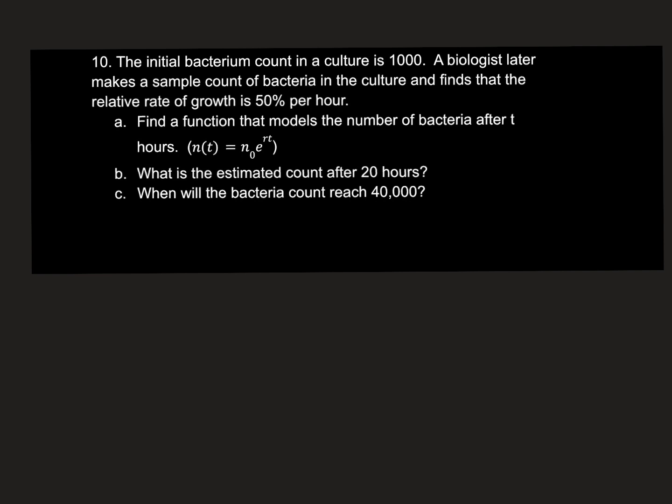Number 10, another similar kind of problem. The initial bacterium count in the culture is 1,000. A biologist later makes a sample count of bacteria and finds that it has a relative rate of growth of 50% per hour. So it's percent growth this time instead of doubling.